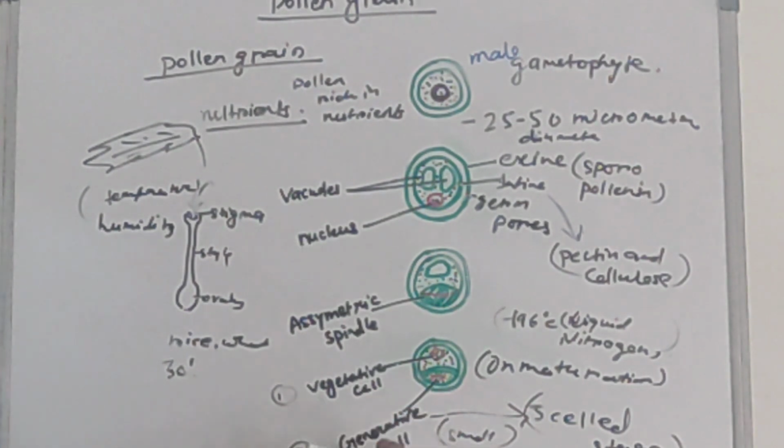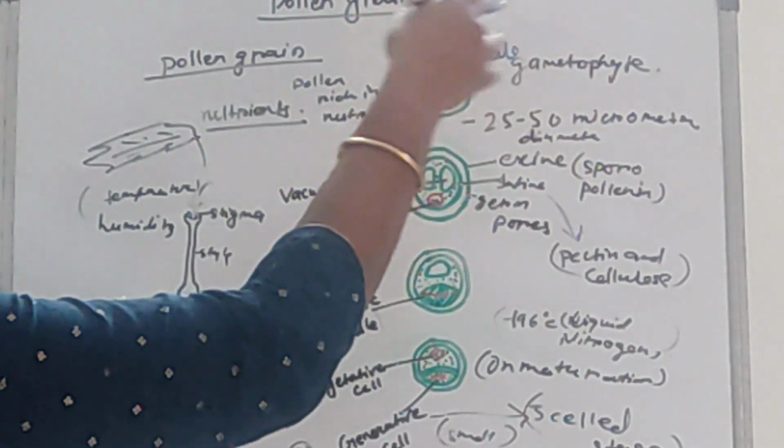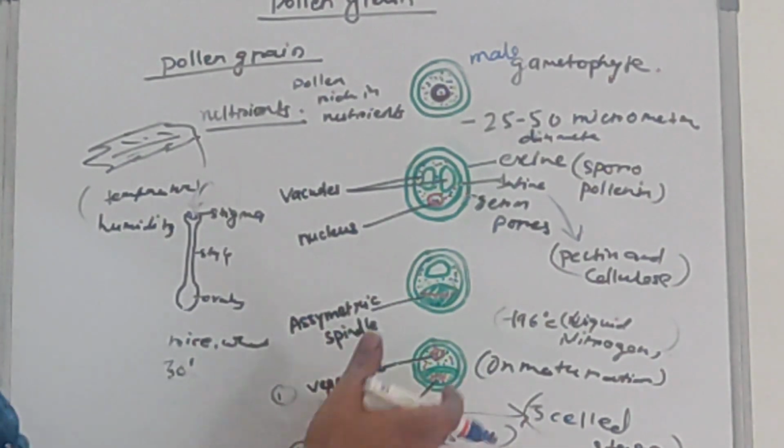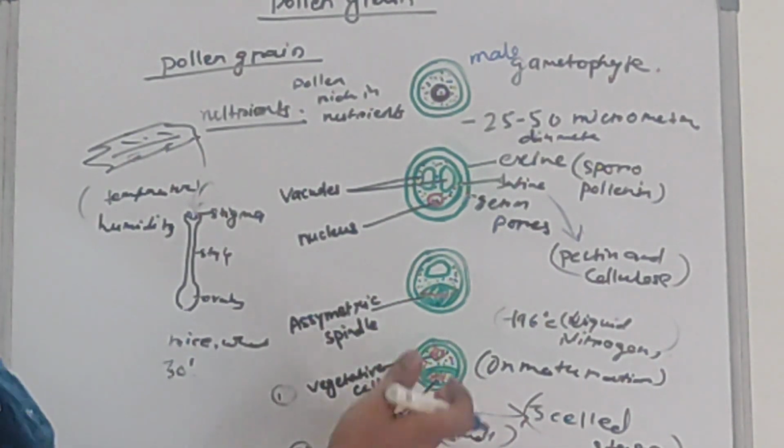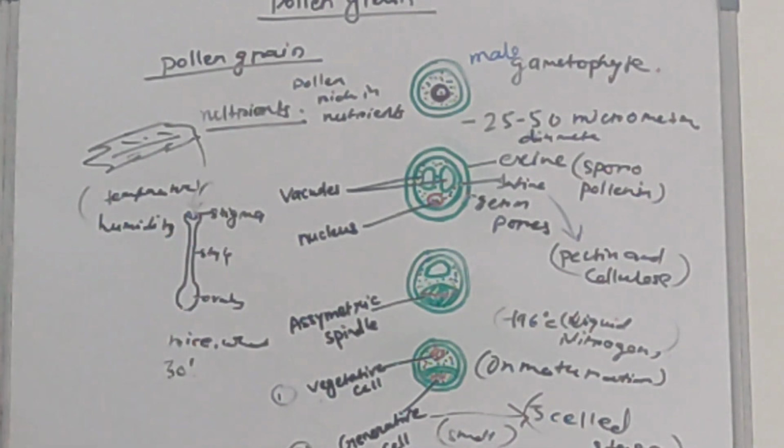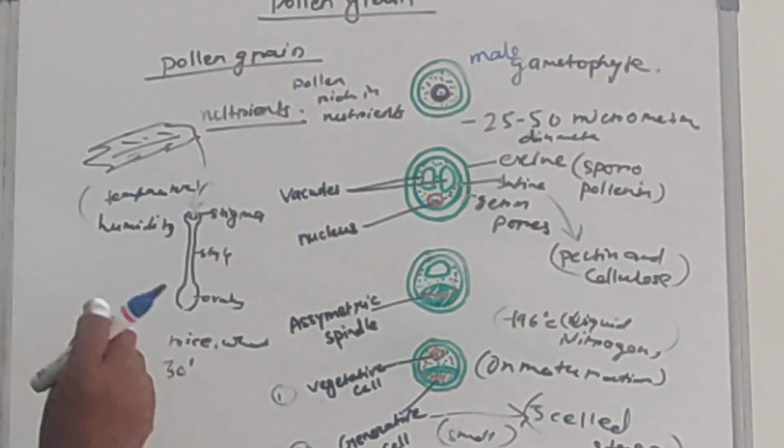The generative cell will again divide mitotically to give rise to two male gametes, before the pollen grains are shed. So it becomes a three-celled stage, because it gives two gametes. Why two male gametes? Because we know the pollen grain is the male gametophyte. So when the generative cell divides mitotically, it gives two male gametes, and this stage is called the three-celled stage.